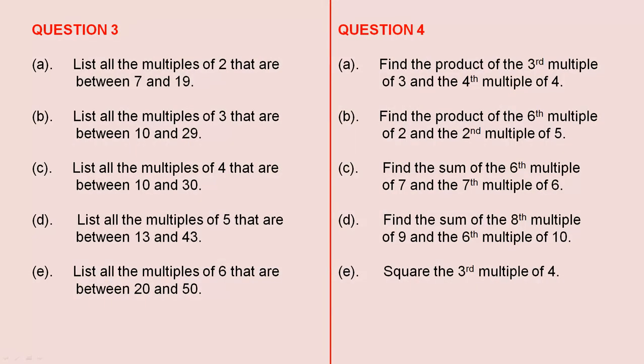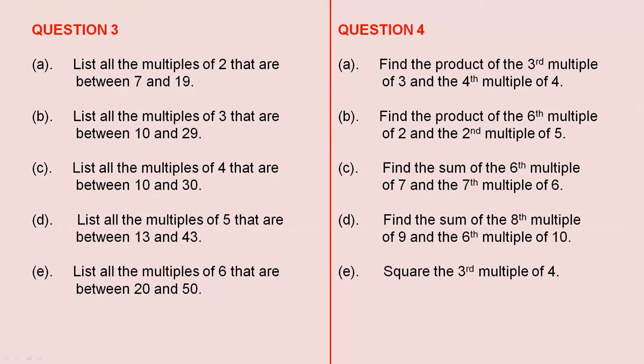Question 3. List all the multiples of 2 that are between 7 and 19. List all the multiples of 3 that are between 10 and 29. List all the multiples of 4 that are between 10 and 30. List all the multiples of 5 that are between 13 and 43. And list all the multiples of 6 that are between 20 and 50.